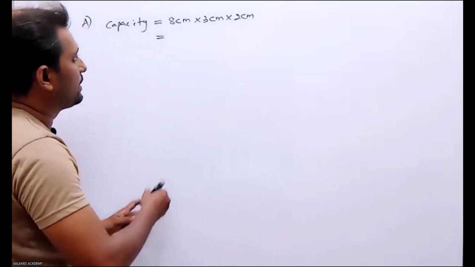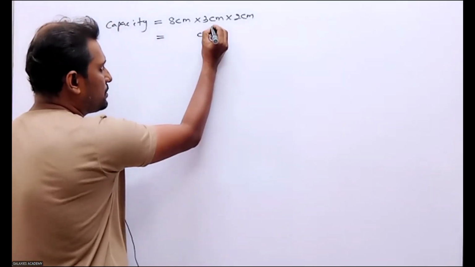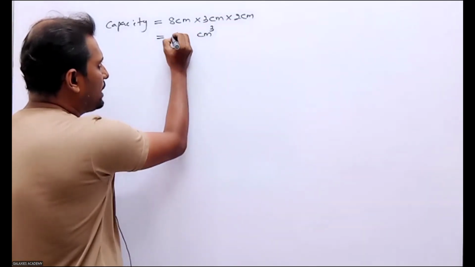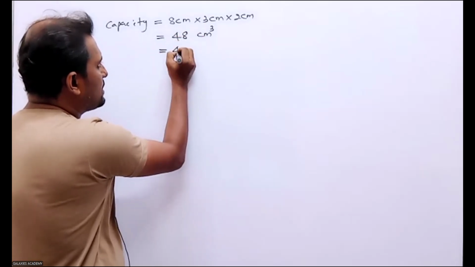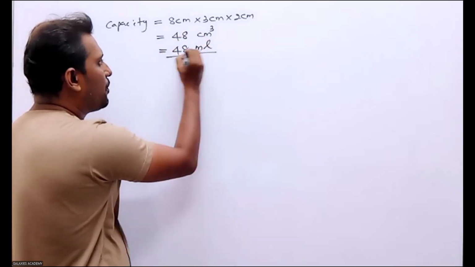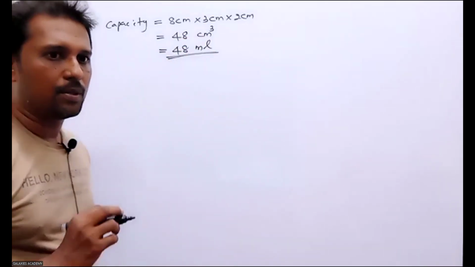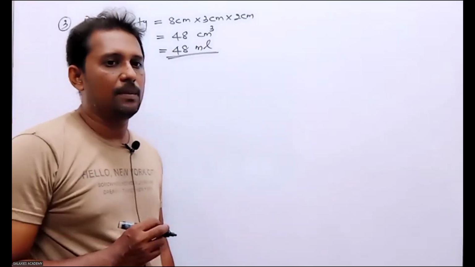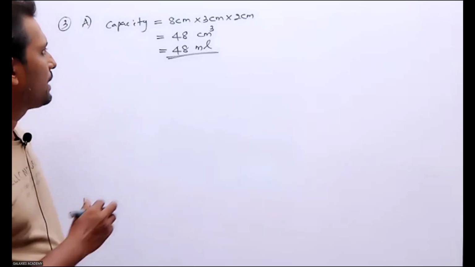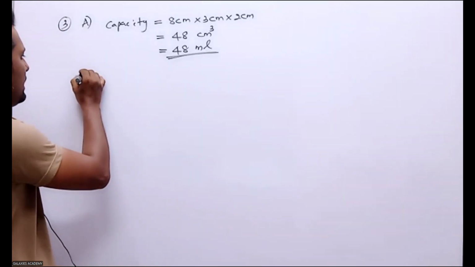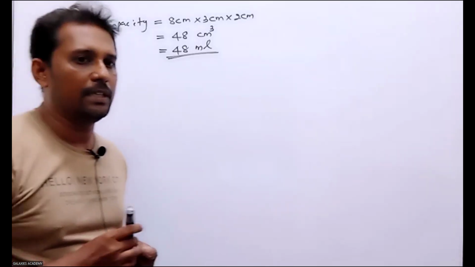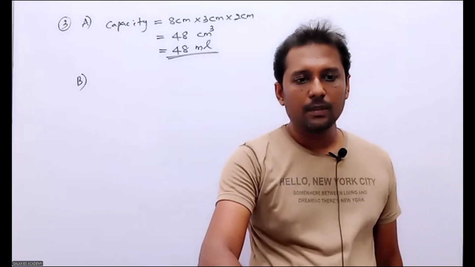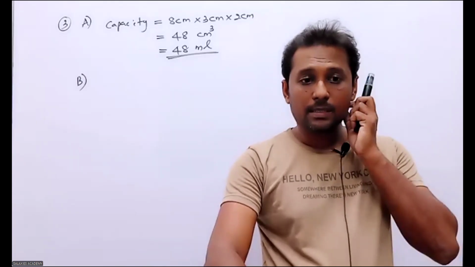Right. First, I can find the answer in cubic centimeters. 8 times 3, 24. 24 multiplied by 2 is 48. So what is the answer in milliliters? 48 milliliters, because of the relationship between cubic centimeters and milliliters: 1 cubic centimeter equals 1 milliliter, right? So this is the capital A answer, 48 milliliters. Right? Then let's go to the capital B part.